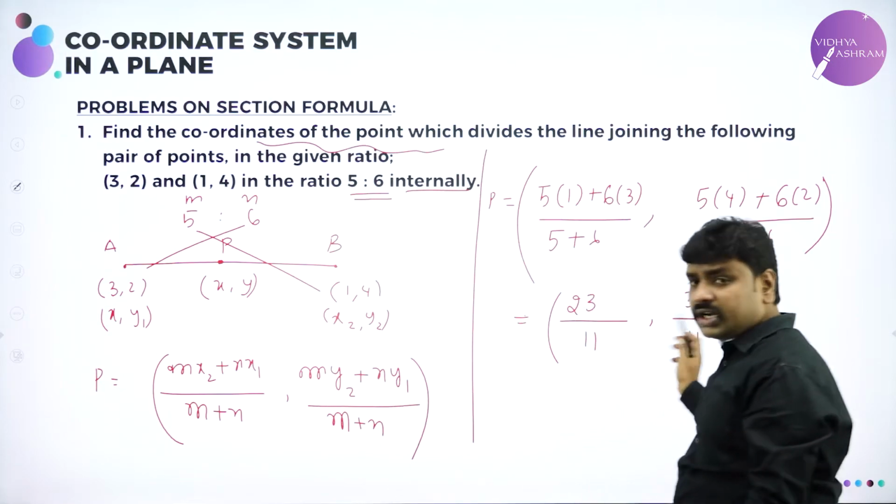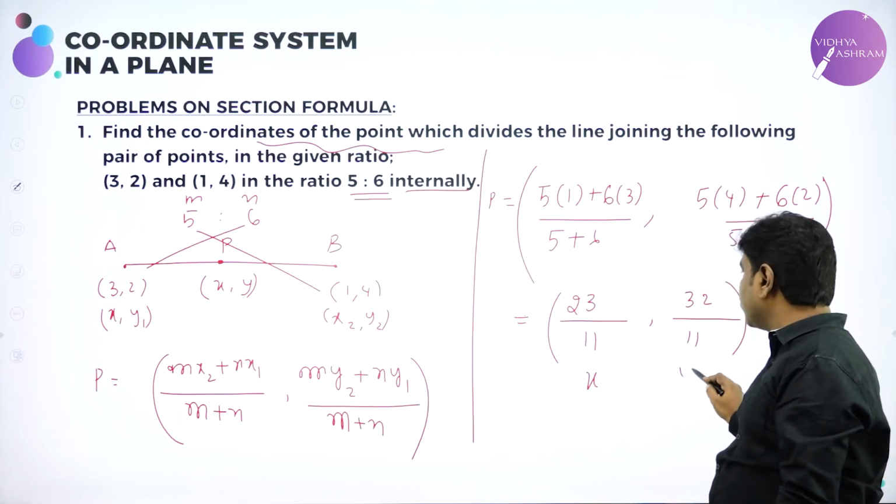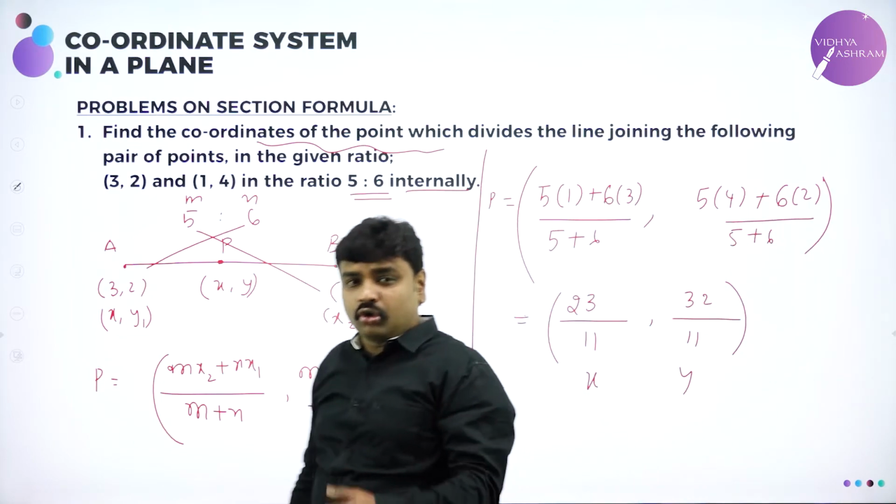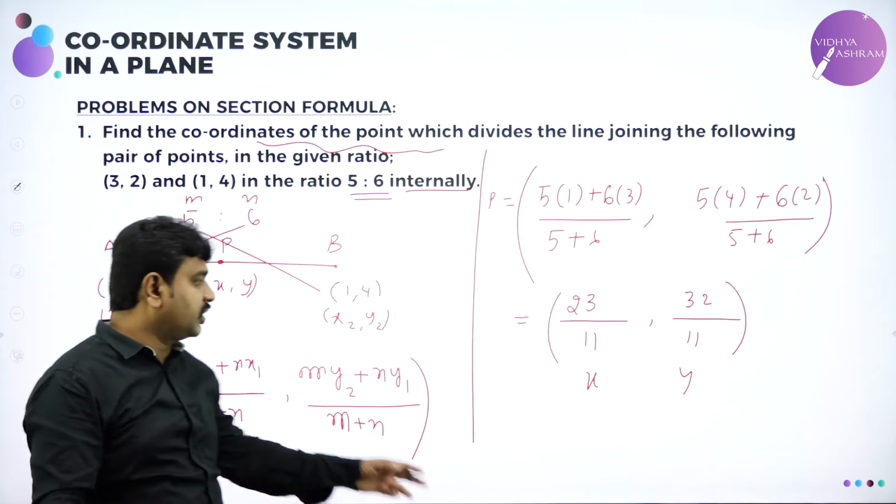We call this the coordinates of the point. This is the x coordinate, this is the y coordinate, and it divides these two in the ratio 2:1. I hope this is a simple and easy problem. All of you understood this.